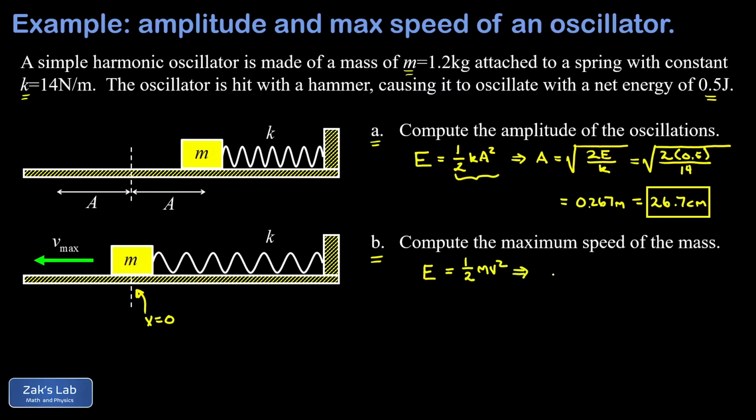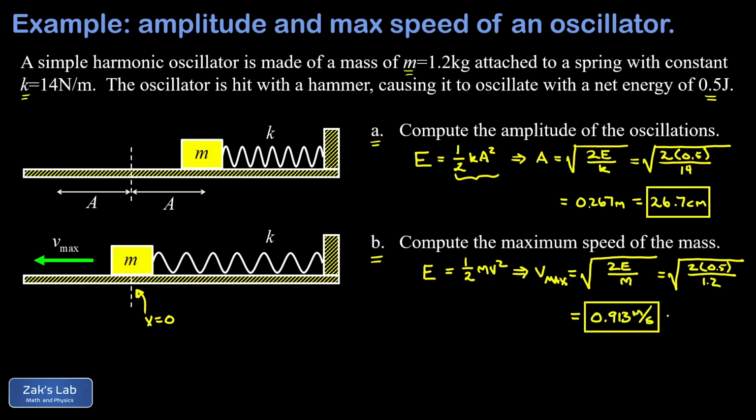So we can just solve for v at that location, and I really should call that v max. And we do this by multiplying both sides by 2, dividing by m, and square rooting the result. So I end up with the square root of 2E divided by m this time. And now we can sub in our numbers. It's 2 times 0.5 joules up there in the numerator, divided by the mass of this thing, which was given as 1.2 kilograms. And when we run the numbers on this to 3 significant digits, we get 0.913 meters per second. And we're done.